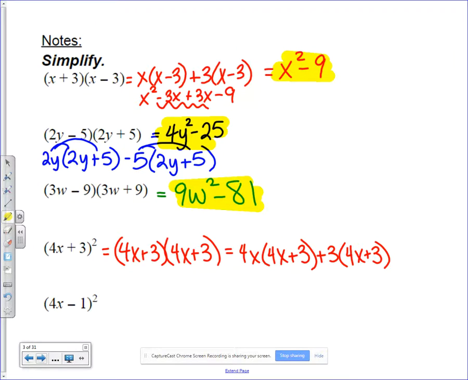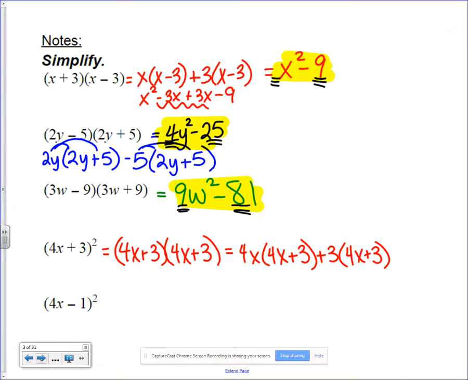I want you to take a look at all those. What similarities do they have? All the variables are squared. What else do you notice? They're all minus. That's key. What else do you notice? All of them are perfect squares. What's in front of this x squared? Is that a perfect square? Is that a perfect square? How about this one? This one? They're all perfect squares, aren't they? Does everybody see that? Okay.